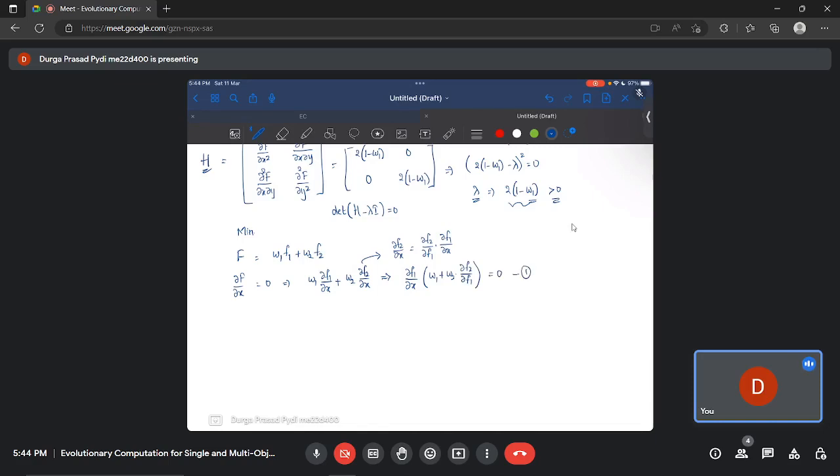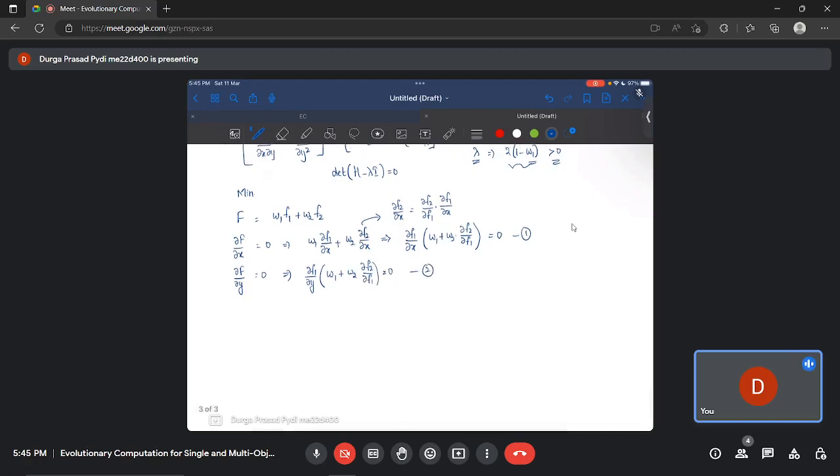We also have another equation, which is del f by del y equal to 0. If you do the same exercise, you will get del f1 by del y times w1 plus w2 into del f2 by del f1 equal to 0. This is my second equation. When we want to obtain the optimal solution, we want both equations 1 and 2 to be satisfied. One way could be to say del f1 by del x equal to 0 and del f1 by del y equal to 0.